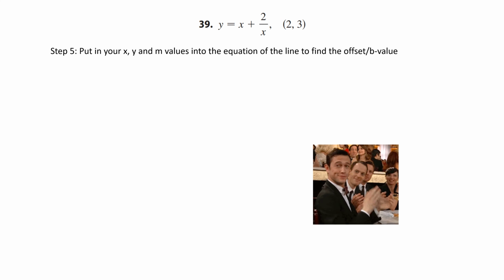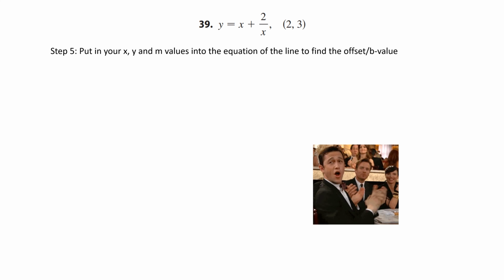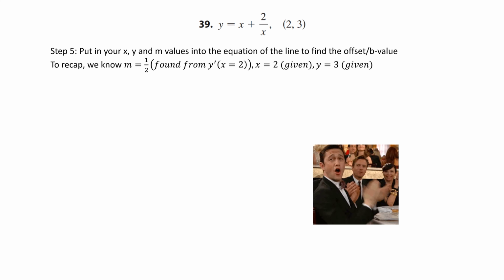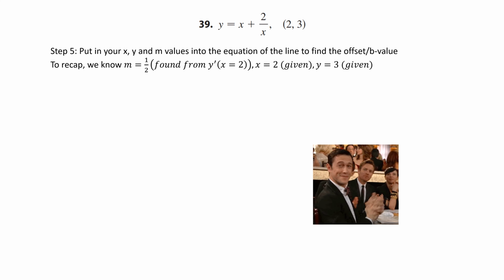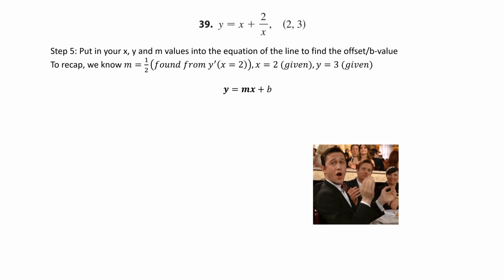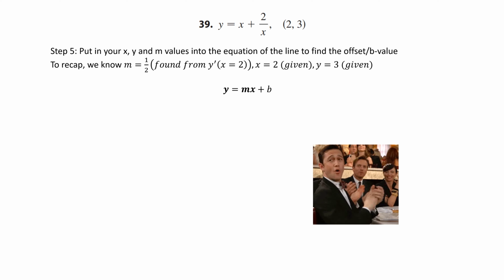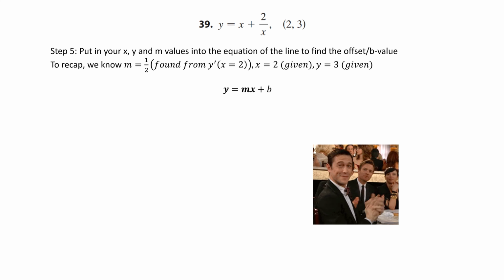Okay, so to recap, we are now going to put the x, y, and m values into the equation of the line in order to find the offset and b value. And to recap again, we know that m is equal to 1/2, which we just found on the previous slide. We know that x is equal to 2 because it's given to us in the problem, and we know y equals 3 because it's given to us in the problem. So we are going to throw our y, m, and x values, which are highlighted in bold to emphasize them, and we're going to solve for our b.